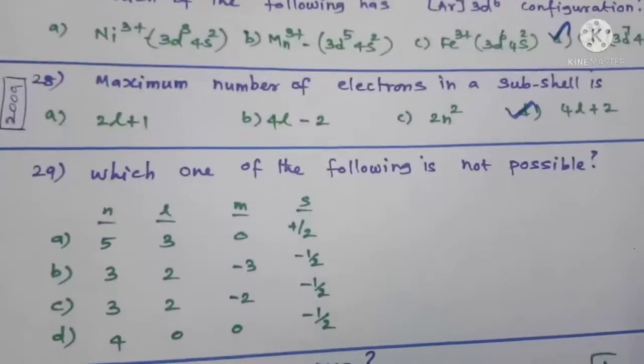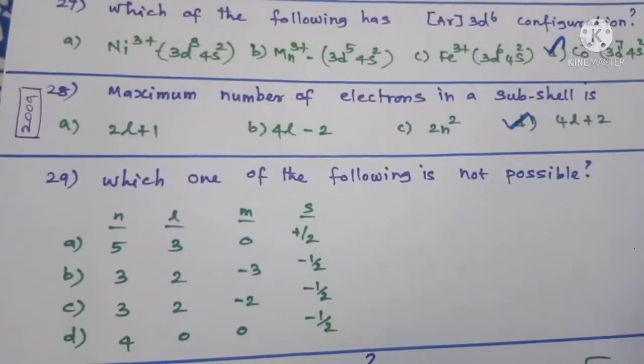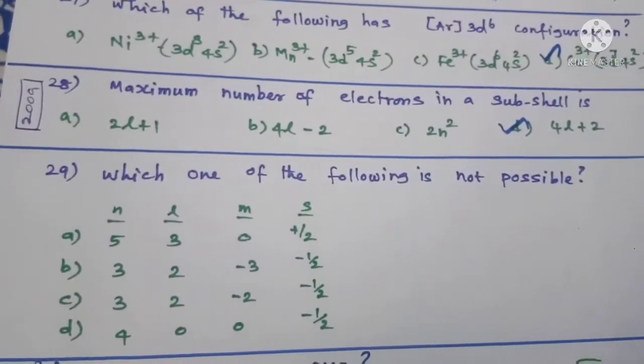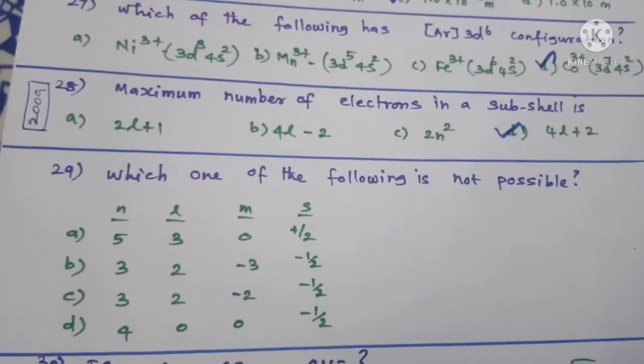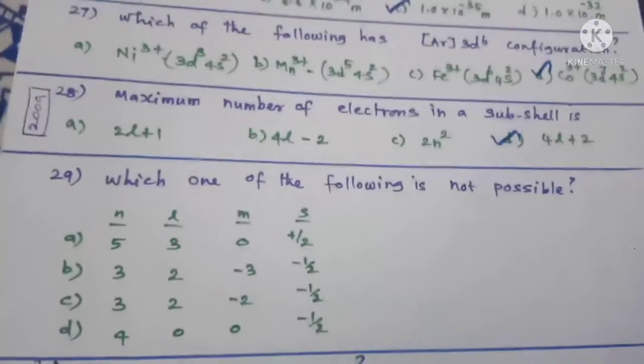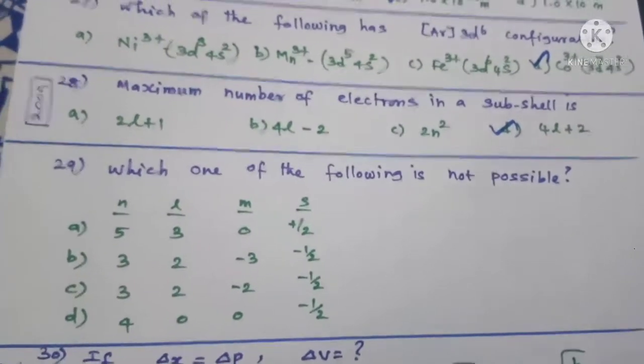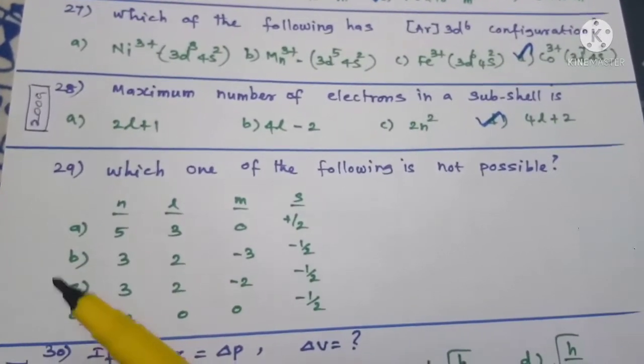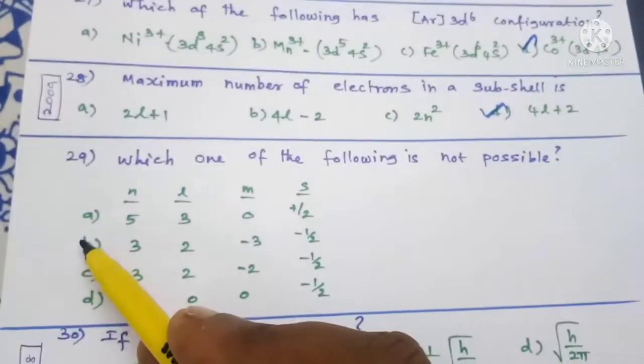Okay, right. Now question number 24. Which one of the following quantum numbers is not possible? So you are given four different quantum numbers. Among those four options, one is practically not possible at all. The answer is actually option B. So directly we go for the answer.